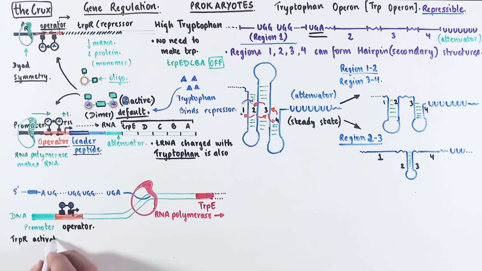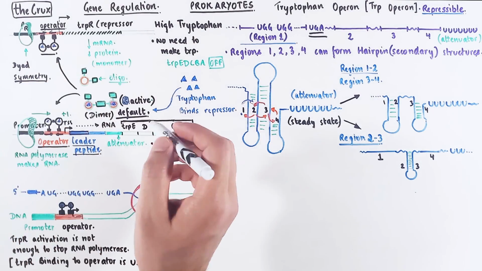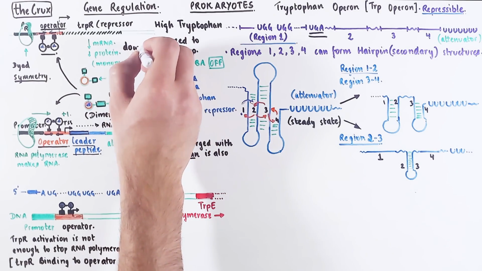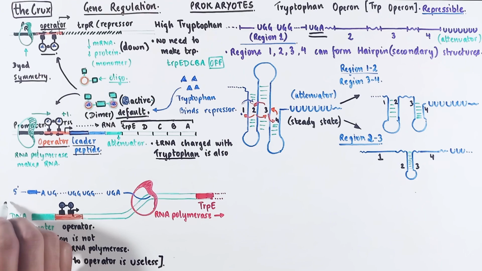Here's a funny thing about this repressor. The active repressor does bind at the operator of the operon, but its binding is not strong enough to stop the RNA polymerase, so it does not actually do much. On the other hand, when this repressor binds at its own locus, it is able to stop the RNA polymerase, and as a result, the repressor mRNA is downregulated, but the RNA polymerase on the trpOperon is unaffected, and it still makes the mRNA.